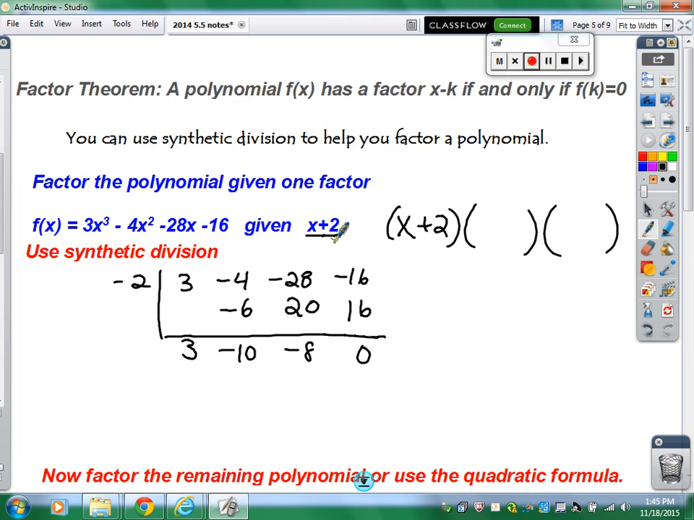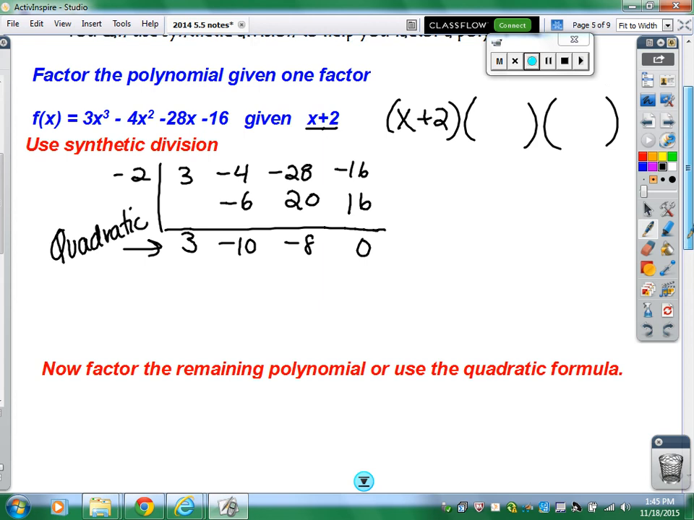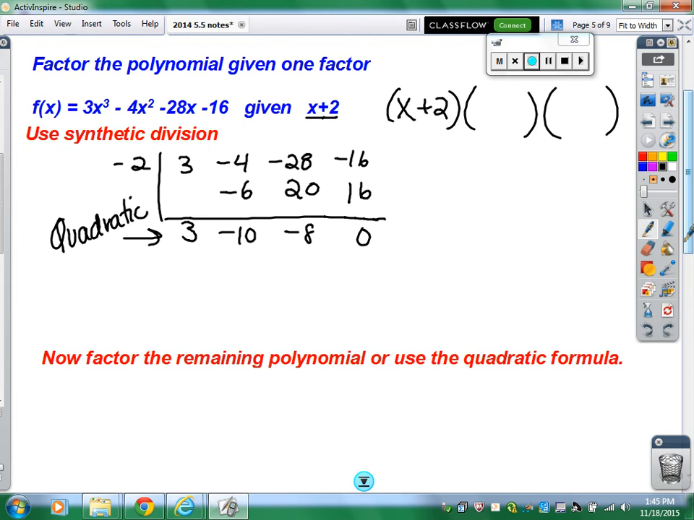Okay, now this is a quadratic because I had an x to the third and I divided by an x. So that means this is down to a quadratic. And we know how to solve and factor any kind of quadratic. So let's turn that back into a quadratic polynomial. We're going to finish our problem because we're looking for 2 more factors. So this becomes 3x squared minus 10x minus 8. And I'm just factoring, so I don't need to set it equal to 0.